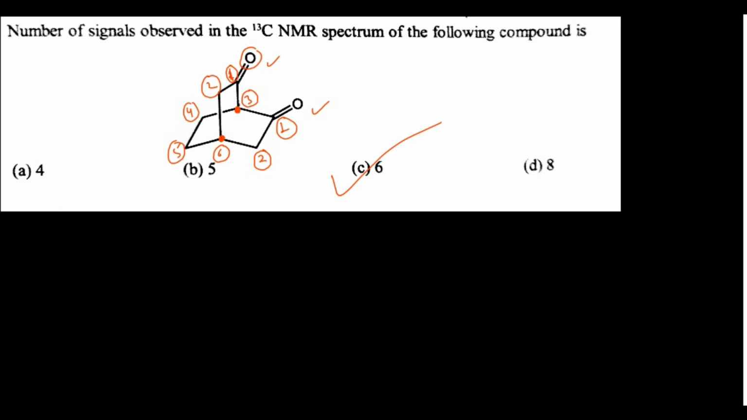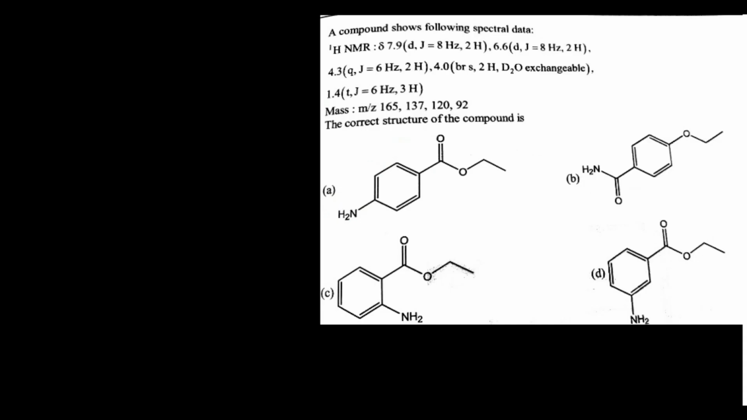Now moving to the next problem. Due to the problem of space, I have shifted this question to the right hand side. Then you can read the question very carefully to solve it. However, I have solved such types of questions many times from previous years' examinations, because whenever a question on substituted benzene is there, you have to look for the para, ortho and meta isomers.